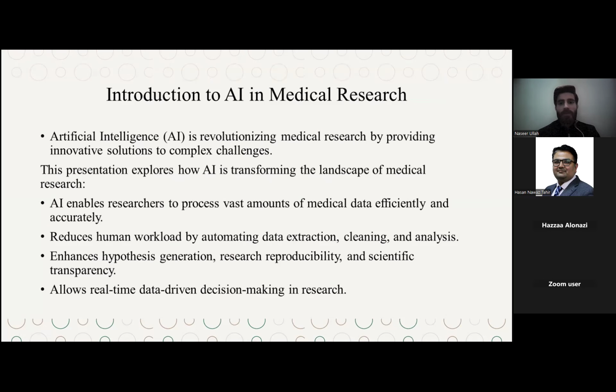Introduction to artificial intelligence in medical research. Artificial intelligence is revolutionizing medical research by providing innovative solutions to complex challenges. This presentation explores how artificial intelligence is transforming the landscape of medical research. Artificial intelligence enables researchers to process vast amounts of medical data efficiently and accurately, reduces human workload by automating data extraction, cleaning, and data analysis, enhances hypothesis generation, research reproducibility, and scientific transparency, and allows real-time data-driven decision-making in health research.